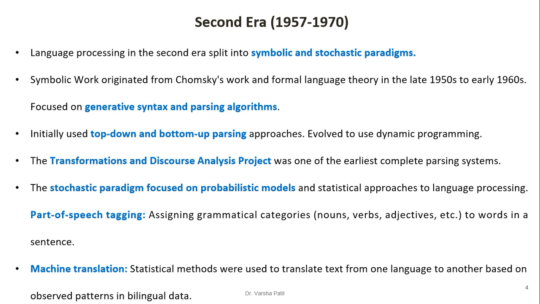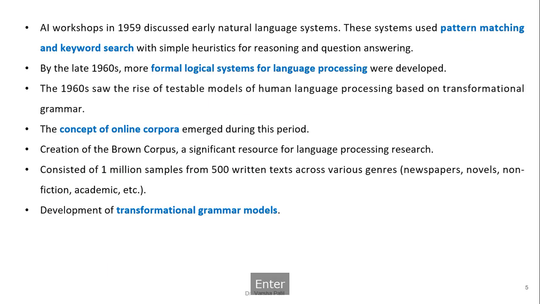The stochastic paradigm focused on probabilistic models and statistical approaches to language processing. One application is part-of-speech tagging, assigning grammatical categories to words in a sentence based on probability. In machine translation, statistical methods were used to translate text from one language to another based on observed patterns in bilingual data.